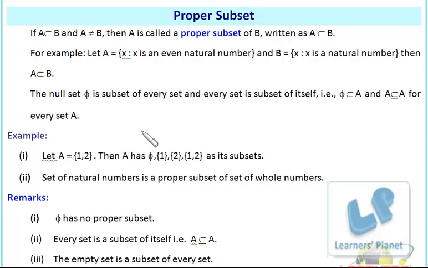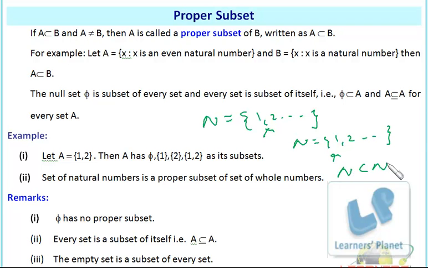See, every set is a subset of itself, right? Suppose the set N is there, 1, 2, 3 till infinity, and the other set N is there, 1, 2, 3 till infinity. So all the elements of this set are there in this set. Okay, so N is a subset of N because all the elements of this set are there in this set and all the elements of this set are there in this set. Okay, so N is a subset of N.